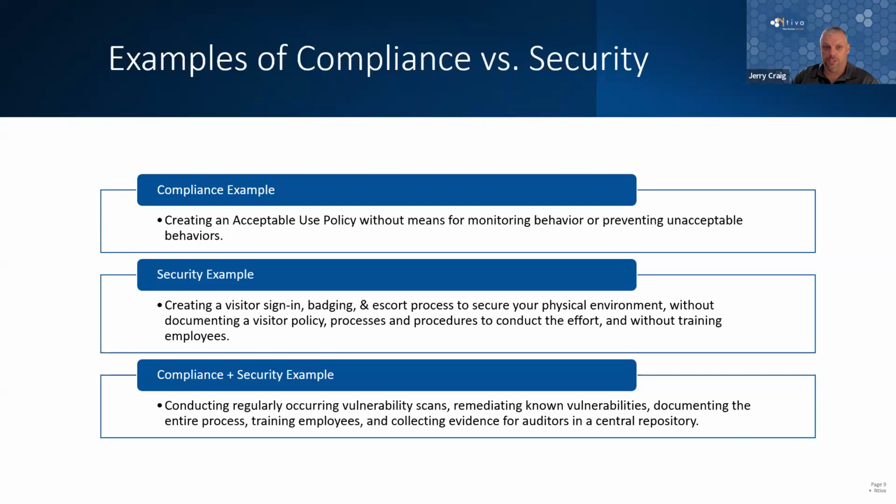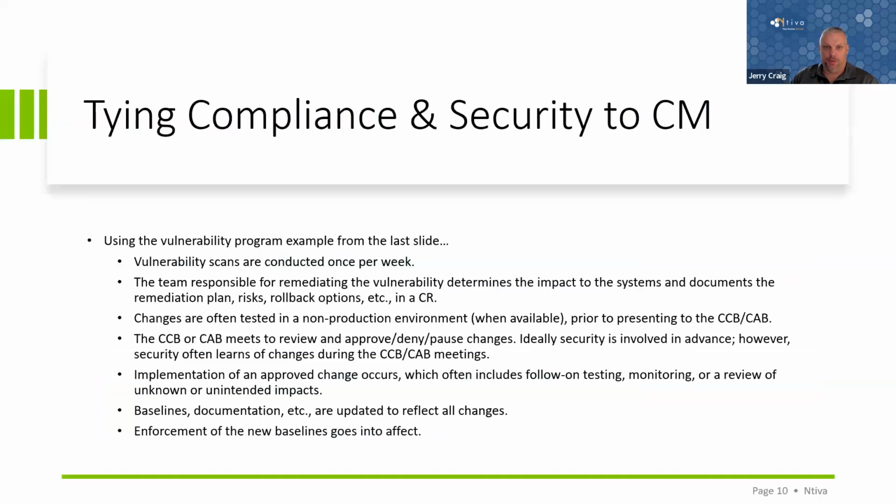So likely an auditor comes in on either one of the first two examples, and you're going to get a partially compliant response. And then the third combines both, which is, let's say that you're regularly conducting vulnerability scans, you're taking those vulnerability reports and you're remediating the known vulnerabilities, you document the entire process, you train your employees, and you collect the evidence for auditors in a central repository. At that point, you've done both. And you'll check the box completely, provided you're doing it to the level of frequency and expectations that the auditor and the framework has. So how does this tie back now to change and configuration management?